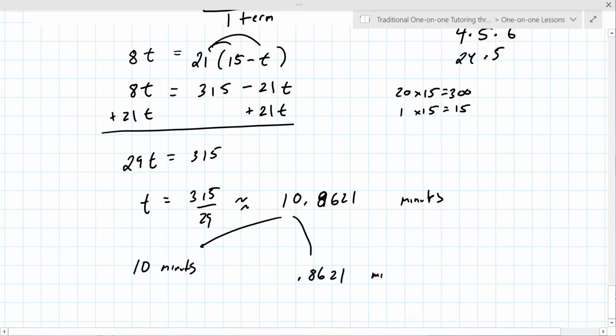But that means it's this 0.8621 minutes. And just like we did earlier, this is a unit conversion: in 1 minute, there are 60 seconds. So do you see how the minutes now cancel? If you multiply this number times 60, you will get the number of seconds.